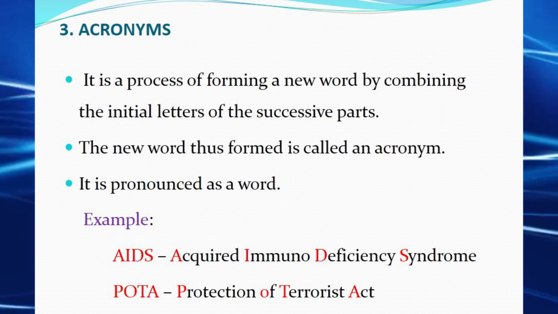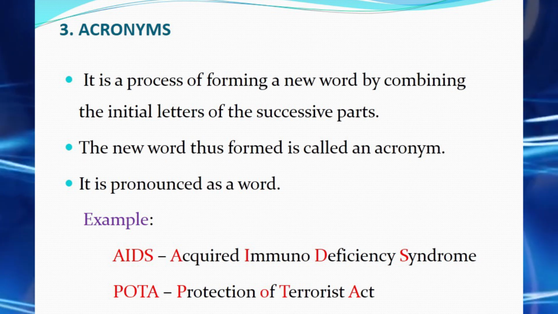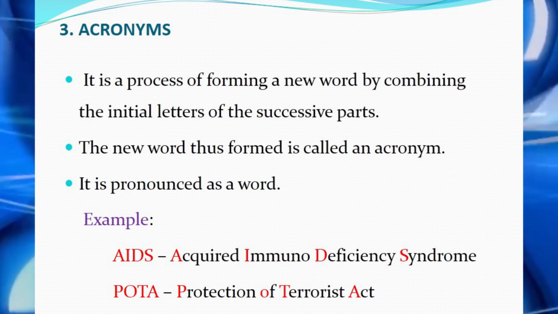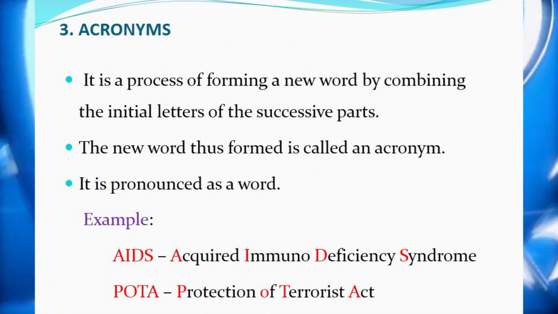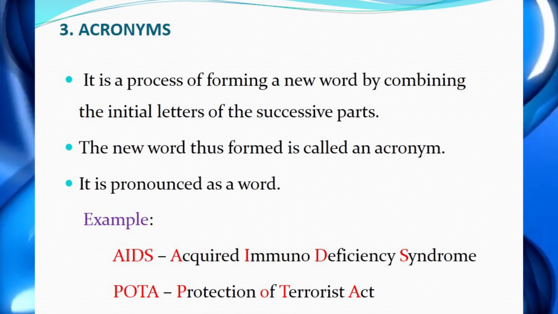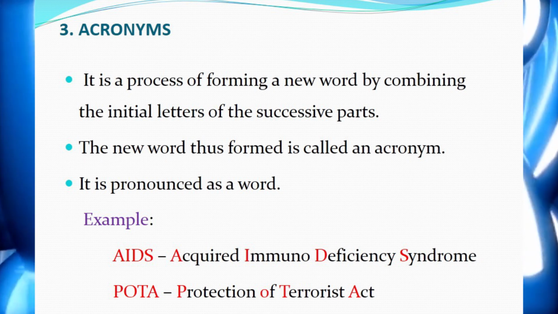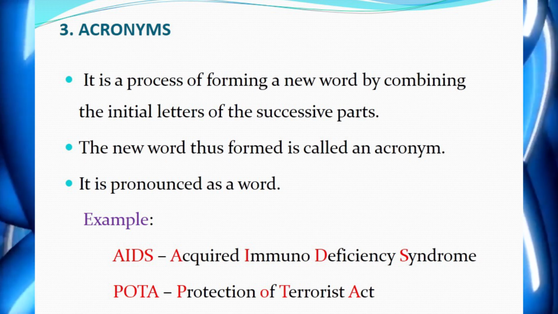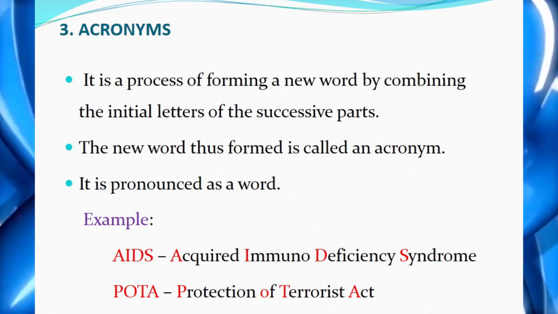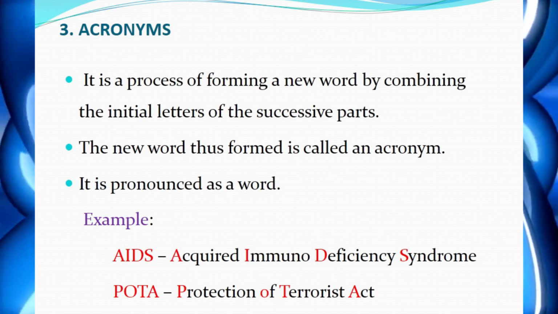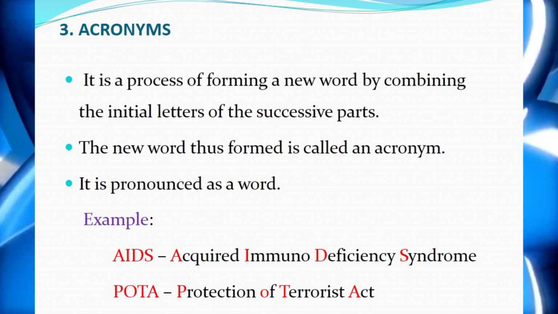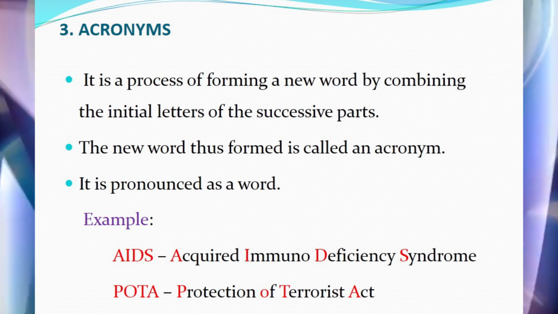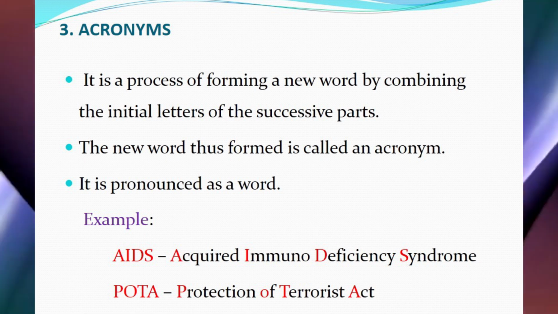Here, you must know the difference between an abbreviation and an acronym. If the successive parts of the new word are pronounced separately as letters, we call it an abbreviation. For example, VIP stands for Very Important Person, where V, I, P is pronounced as separate letters, whereas an acronym is pronounced as a word as in AIDS, NATO, laser, and so on.